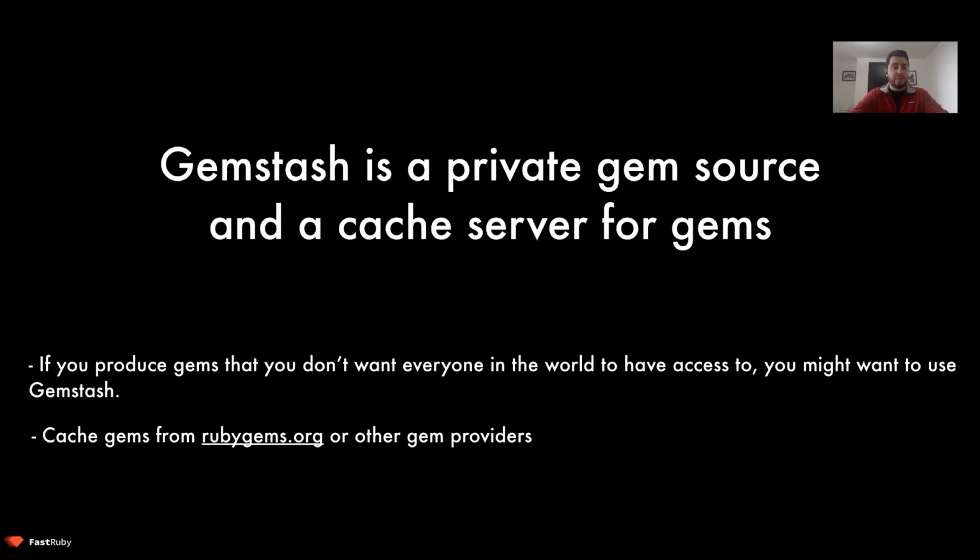Gemstash is a private gem source and a cache server for gems. For example, if you have a gem that you don't want to share with the outside world, inside your organization, you can use Gemstash as a private gem server and give access to your gems to just people within your organization. You can also configure Gemstash as a rubygems.org cache server. So the next time you bundle install or your teammate bundle installs, instead of going all the way to rubygems.org, you will reach the gems from the Gemstash cache server.